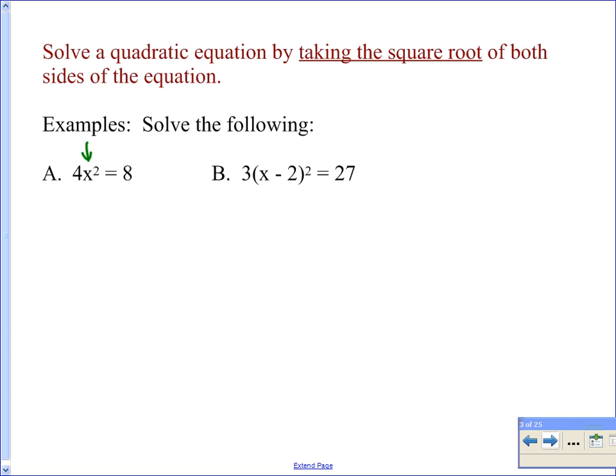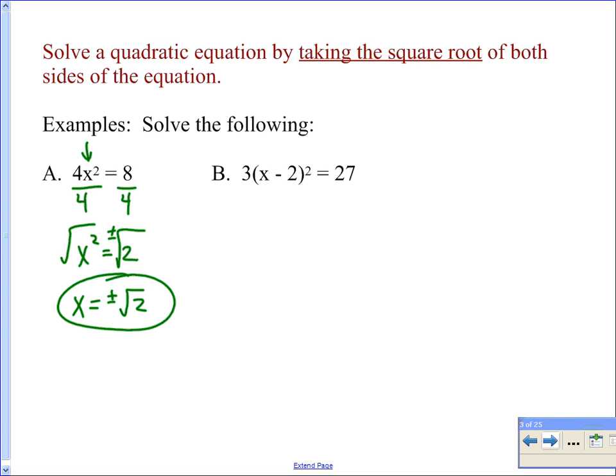And what we'd want to do in this case is first, if you can, isolate the quadratic term, and we do that by dividing both sides by 4, and you get x squared is equal to 2. And then once you have x squared is equal to 2, you take the square root of both sides, make sure you use plus or minus, so x is going to be positive or negative root 2. Okay?